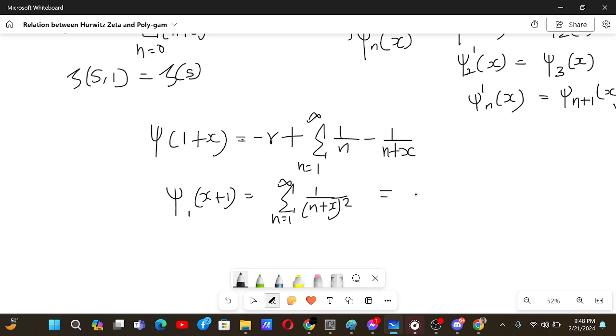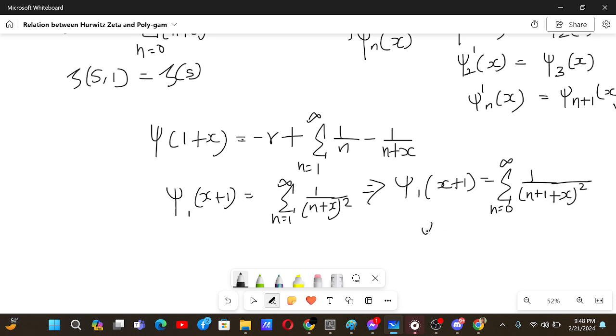So this is Hurwitz zeta of basically, okay, wait a second, we can change this. We can write this as trigamma of x plus 1 is equal to the sum going from n equals 0 to infinity of 1 by n plus 1 plus x whole square. Now x plus 1, we replace that by x. So we have trigamma of x is just the sum going from n equals 0 to infinity of 1 by n plus x whole square.